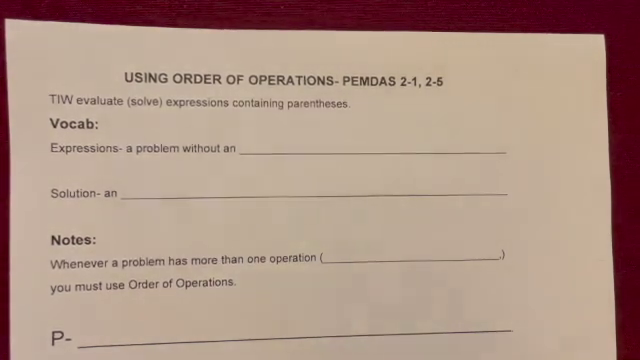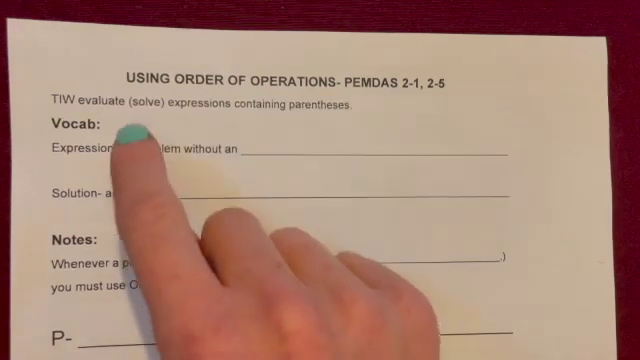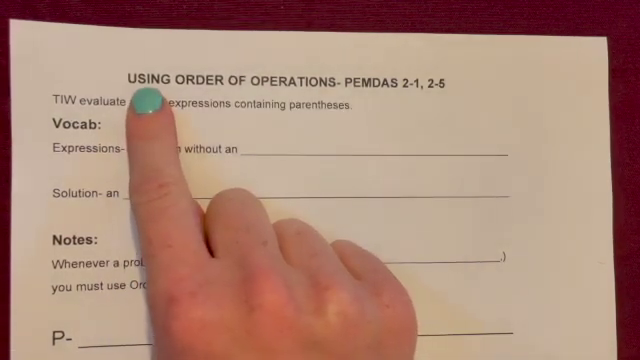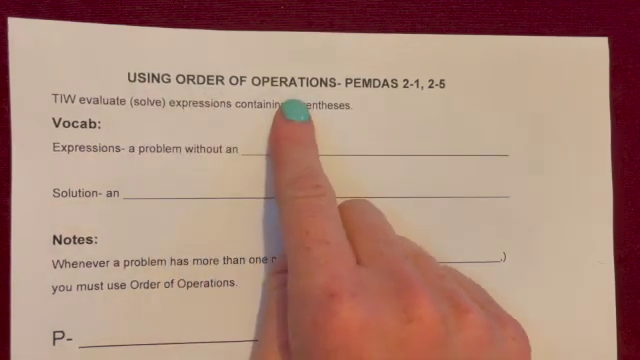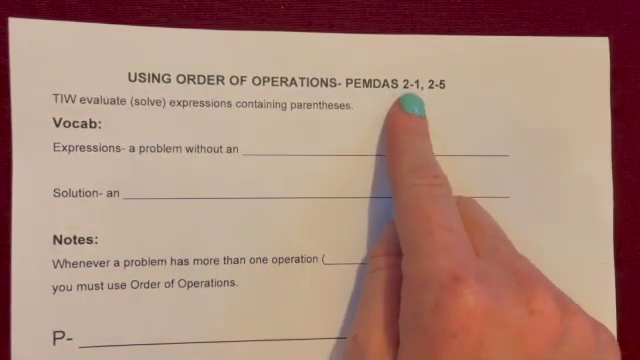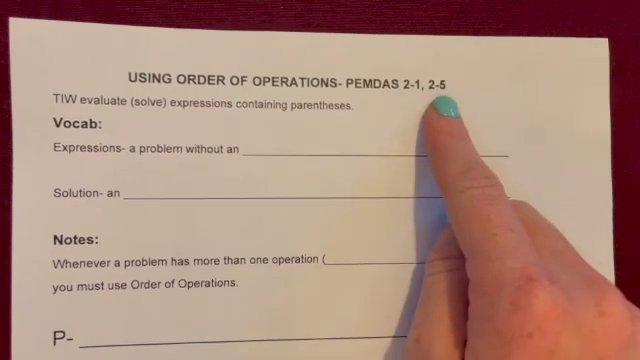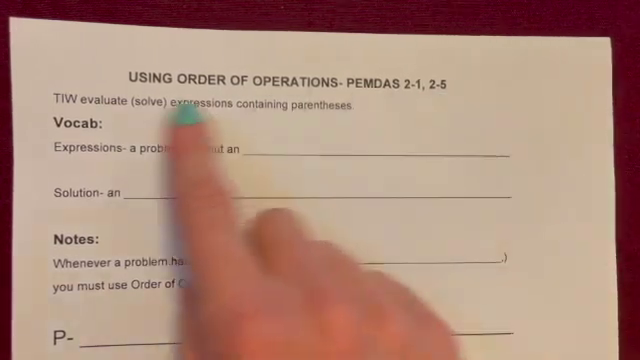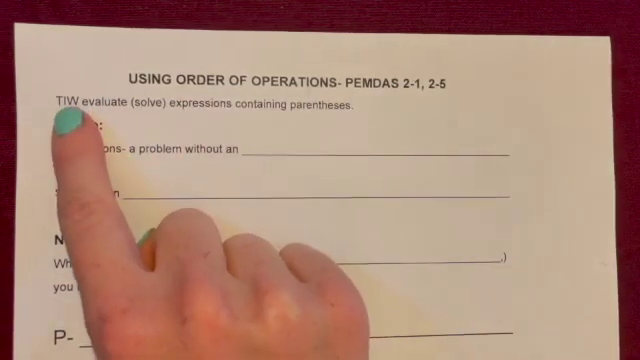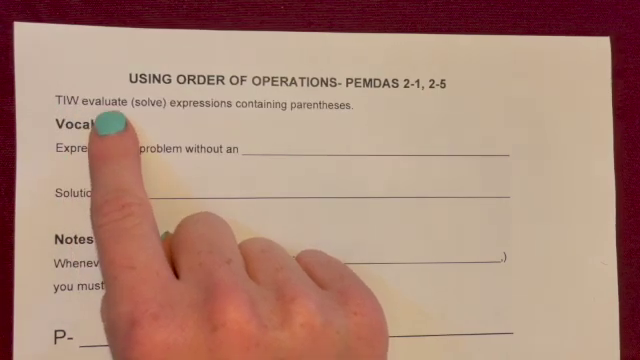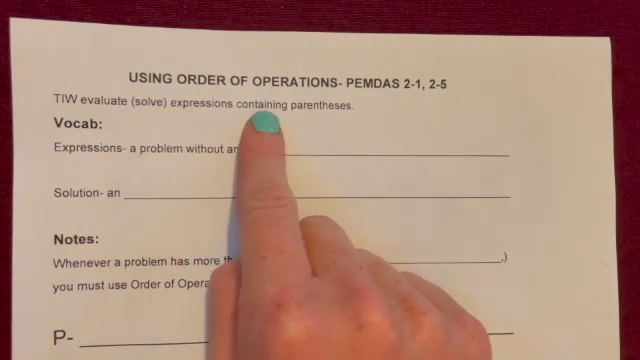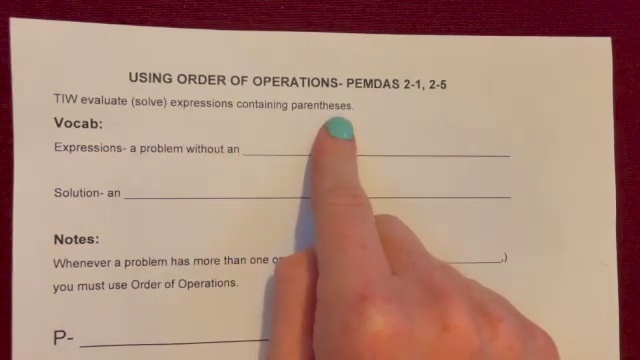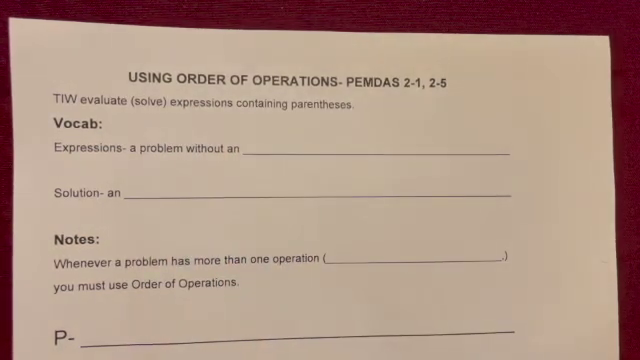So today we are starting a new unit. We're going to be starting Unit 2. Our first lesson is using order of operations, PEMDAS, and it's found in Swun 2-1 and 2-5. Tonight, our learning objective is: I will evaluate, that's just another word for solve, expressions containing parentheses. So again, today I will evaluate or solve expressions containing parentheses.